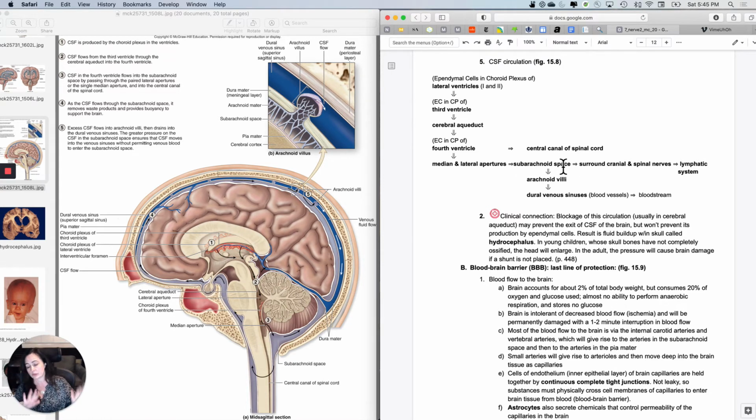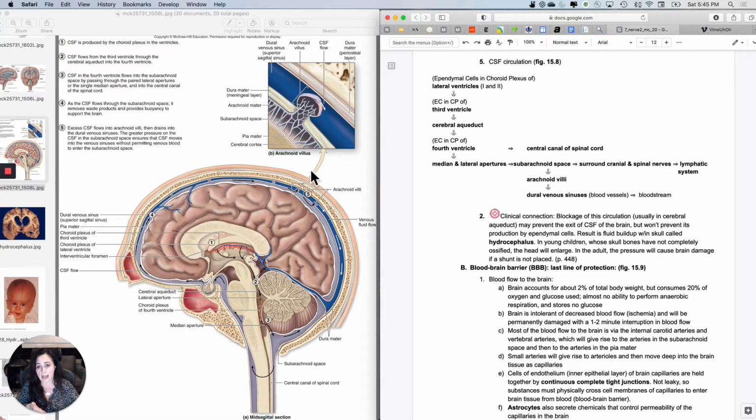But now we have to put the story all together, because after it gets into the subarachnoid space, it circulates around the outside of the brain, but we never stop making it. So you always have to get rid of the old stuff so you've got room to make more. So I'll talk about this part in just a second. How do you get rid of most of it?